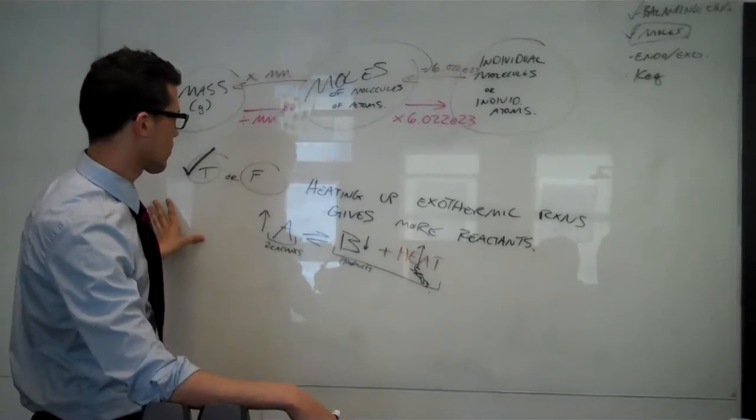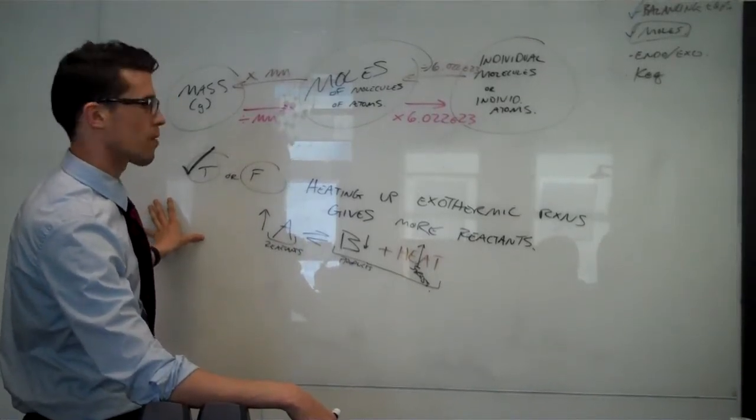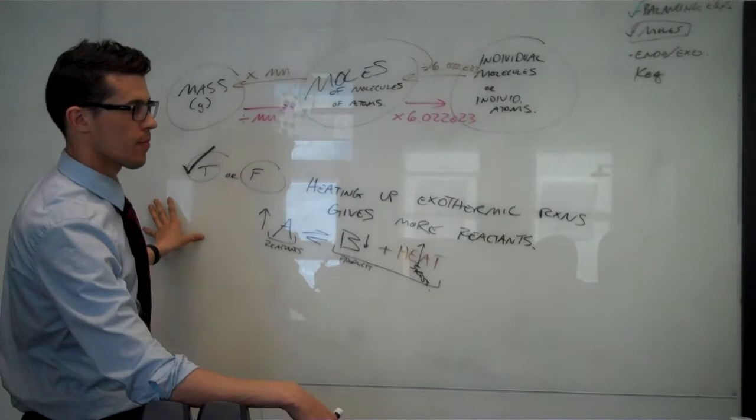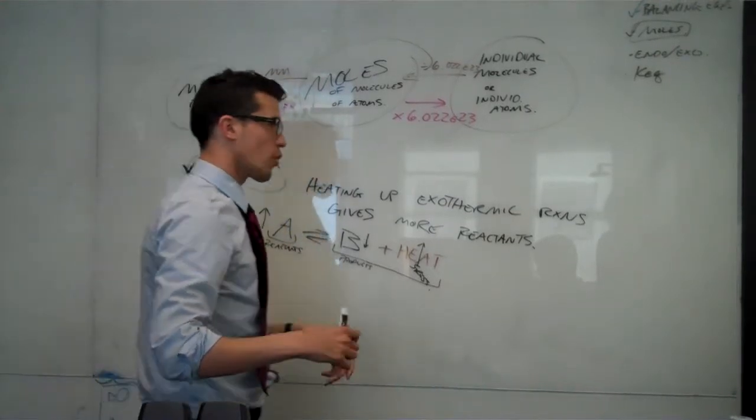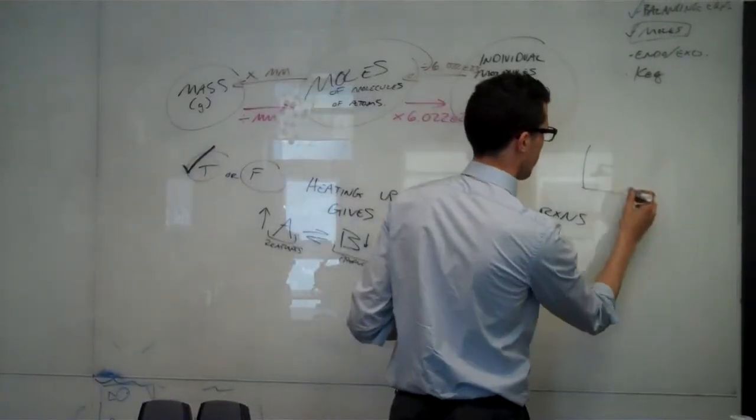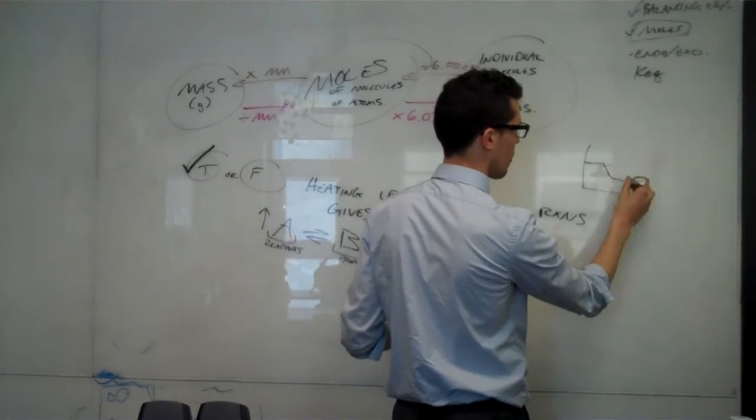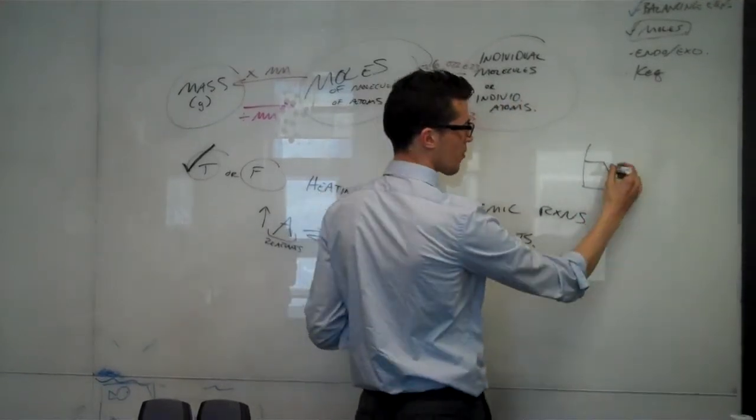Are you going to give a question where you show us the graph and ask which one's endo and which one's exo? I could, but that would be really easy though. So here's the starting energy. If it goes down below the starting energy, that means it's giving off energy.